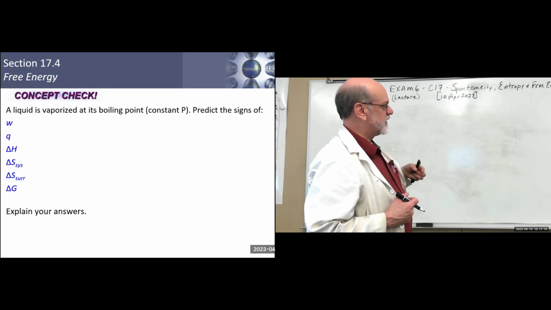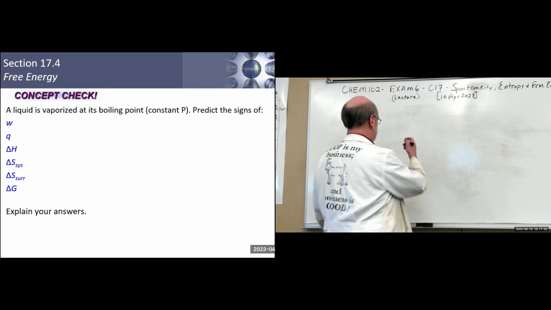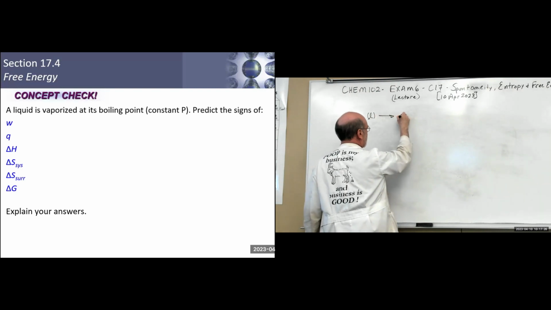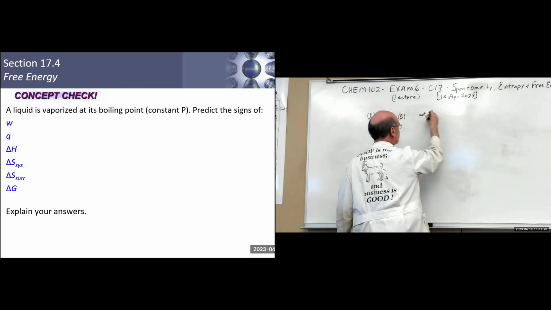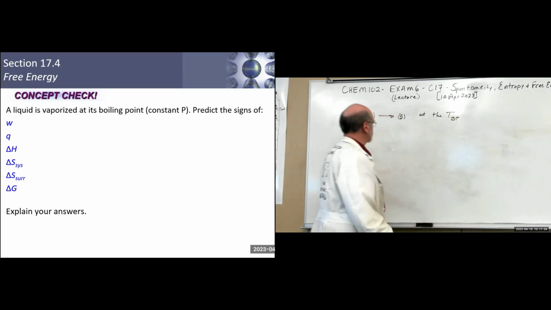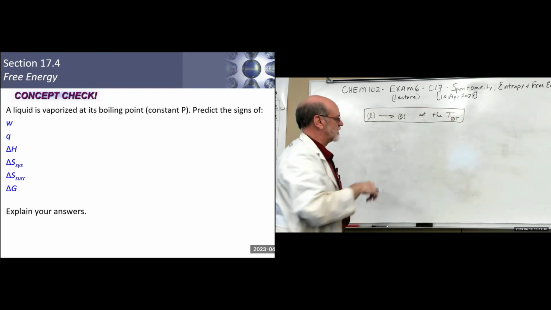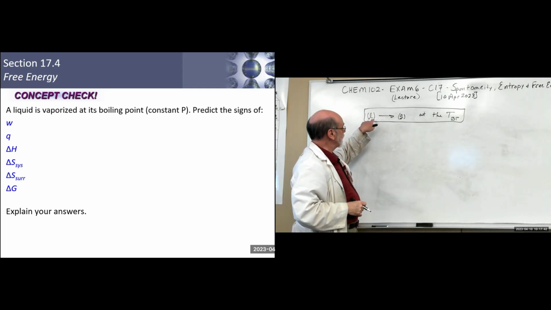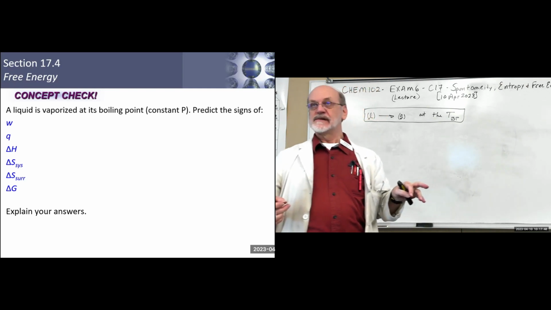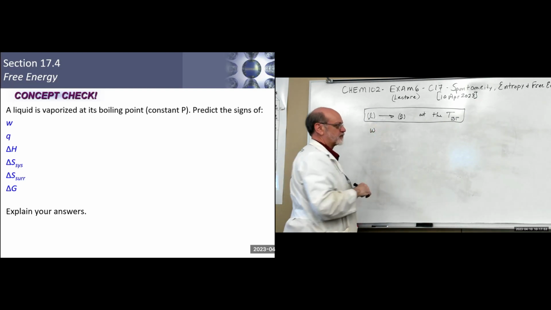So a liquid is vaporized at its boiling point, at constant pressure. So we're going from a liquid to a gas at the boiling point. That's the system we're interested in. That liquid is being vaporized at its boiling point, so you have both liquid and gas present at the same time, under constant pressure. Okay, how about the signs? Let's see if we can predict the signs for these.